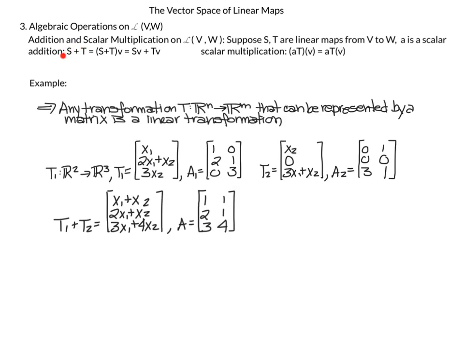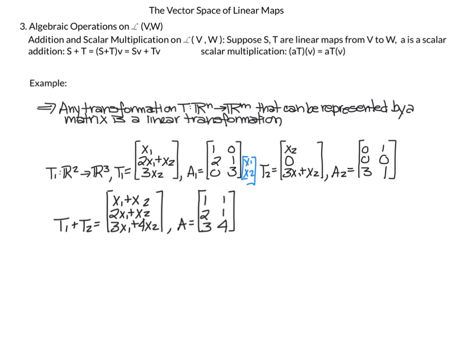For an example of adding two linear operations, remember any transformation that can be represented by a matrix is a linear transformation. So I have two linear transformations here, T1 and T2. T1 can be represented by this matrix, A1, which is the matrix with columns (1, 2, 0) and (0, 1, 3). When you multiply this matrix times any vector (x1, x2), because remember we're going from R2 to R3, you'll see what we get is this T1 transformation. That is x1 plus 0x2 is my first coordinate, 2x1 plus x2 is my second coordinate, and 0x1 plus 3x2 is my last coordinate.